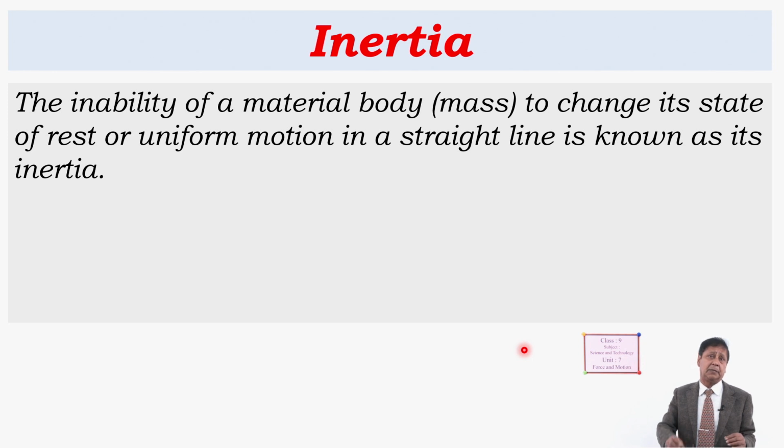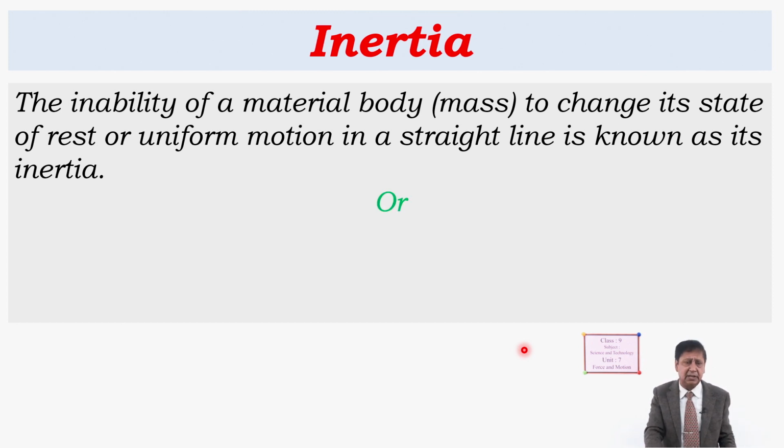Inability, what does it mean? If a body is at rest, it cannot change its state by itself. If a body is in motion, it cannot change its state by itself. They have inability to change their state by themselves. This tendency or this inability contained in a body at rest or a body in motion is called inertia contained in that body. Okay, it can be defined this way also.